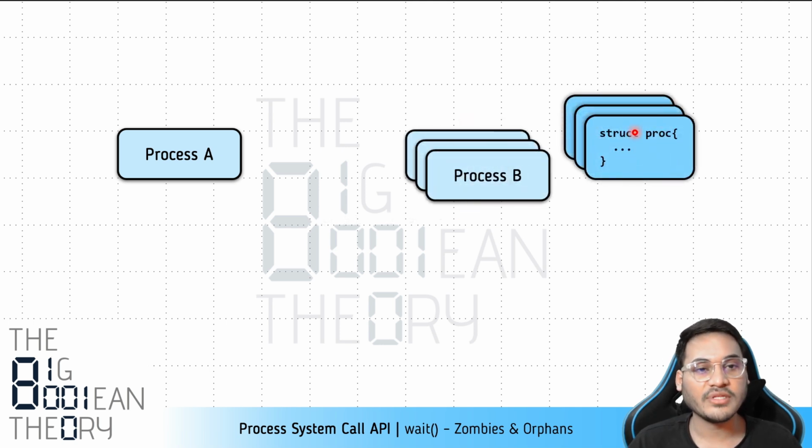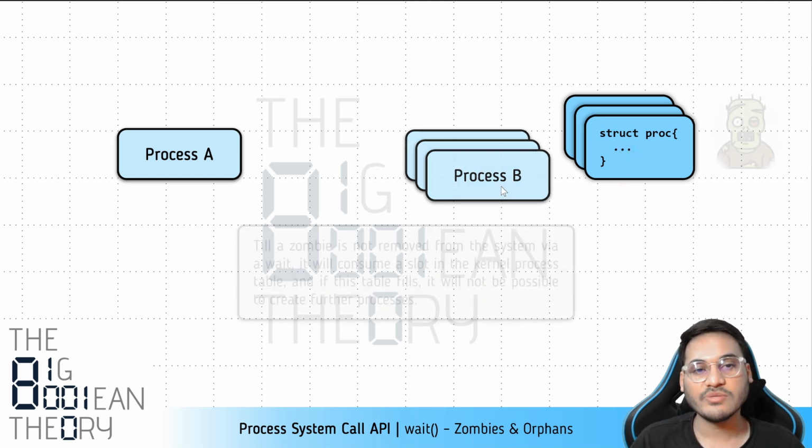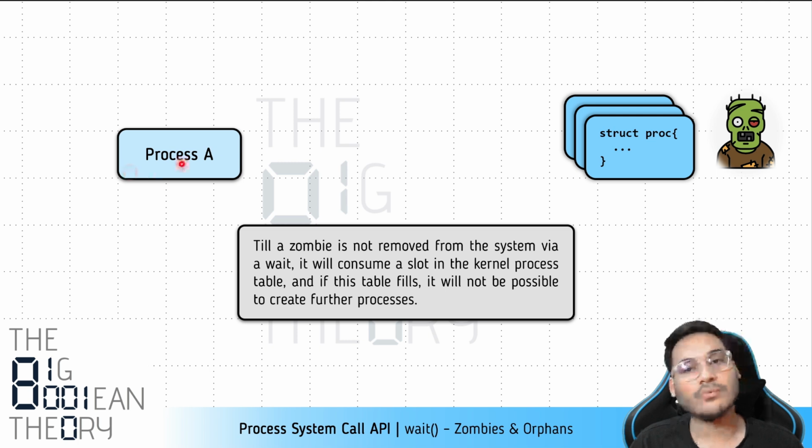And with each of them we have this process control block associated. So basically for every process we will have a process control block, right? And let's assume that all of these processes terminate before the parent process invokes wait. So all of these PCBs that you see are process control blocks of zombie processes. Till a zombie is removed from the system via a wait, it will consume a slot in the kernel process table, and if this table fills, it will not be possible to create further processes.